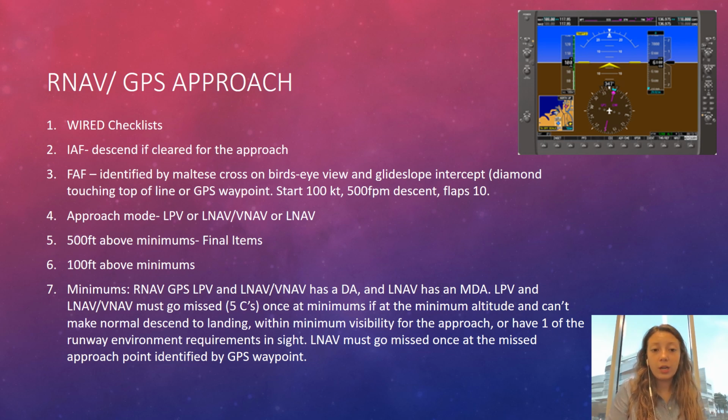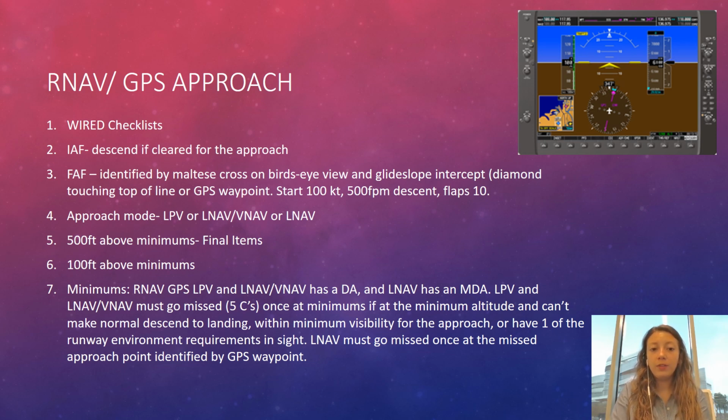So you'll do the approach checklist, and you'll have to signify the initial approach fix and the final approach fix, so that will be marked by the Maltese cross. And same things there, you'll do your 100 knots, 500 feet per minute, flaps 10 descent. The thing about RNAV is that it has 3 different types of approaches that come with it.